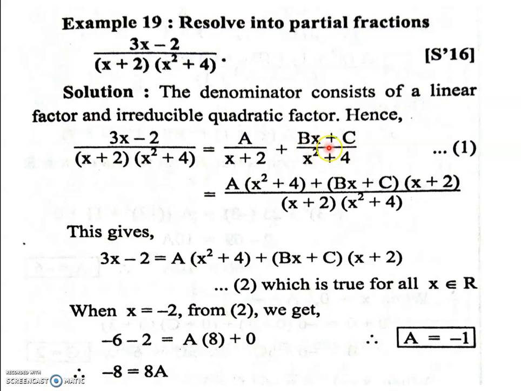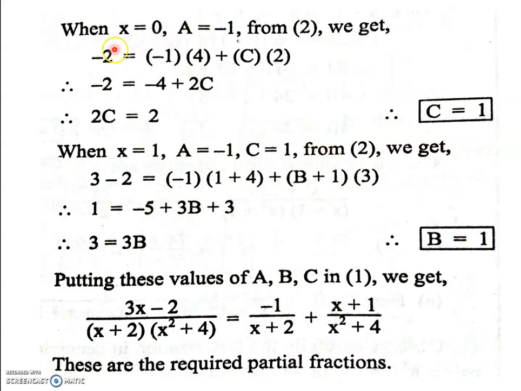The next step is important: put x equal to 0, plus the value of A equal to minus 1, in equation 2. So instead of x in the previous equation number 2, we have to put x equal to 0. We have to put A equal to minus 1 in equation 2. So here, what happened?